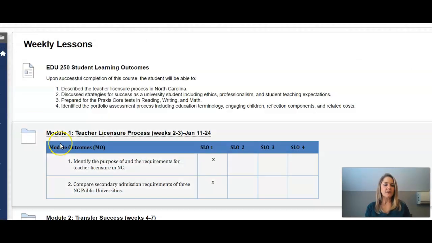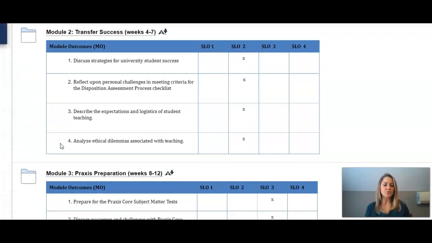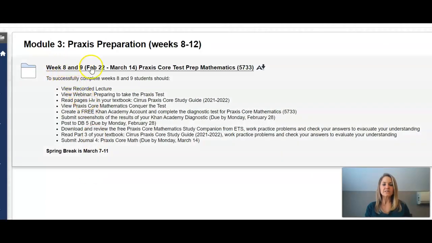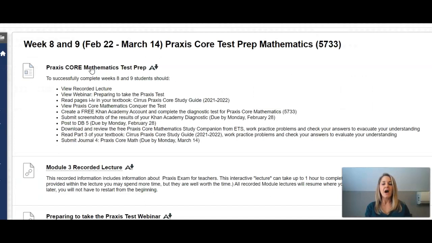So we are moving on, like I said, to Module 3, Praxis Prep. And you can see that we'll be working on the math test in weeks 8 and 9. I hope you have purchased your textbook. I did prompt you that you would be needing it this week. I actually purchase mine from Amazon each year, so you can look on Amazon. The bookstore does have them as well, whichever is most convenient for you.